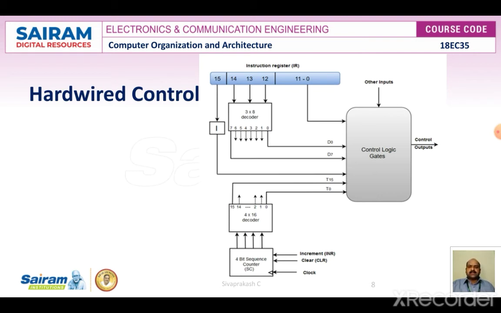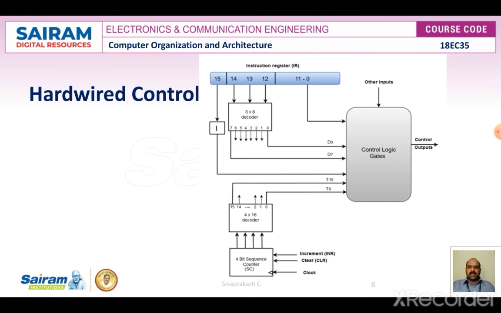The fundamental difference between the hardwired and micro-programmed control unit is that hardwired is a circuitry approach, whereas the micro-programmed control unit is implemented by programming, that is, a programming approach. So in general, we can say that hardwired control is a circuitry approach, whereas micro-programmed control is a program approach. Let's discuss hardwired control in detail. The hardwired control organization involves the control logic implemented with gates, flip-flops, decoders and other digital circuits.